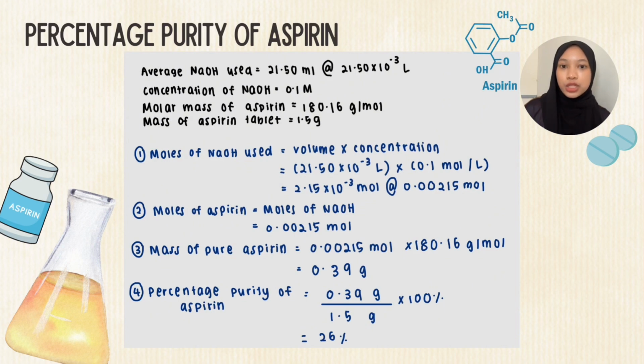Finally, the percentage purity of the tablet was calculated by dividing the mass of pure aspirin by the total mass of the aspirin tablet, which is 1.5 gram, and multiplying by 100. The resulting purity was 26%, indicating that only about a quarter of the tablet consists of pure aspirin, while the remainder may be binders or other substances.